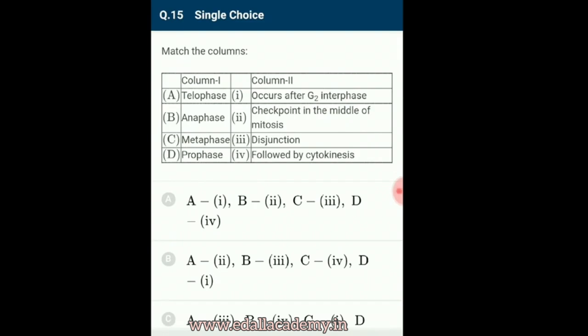Match the following. During prophase, nucleolus and nuclear membrane disappear. Chromosomes occur after G2 interphase. In metaphase, the chromosomes are arranged at the equator of the cell and this phase acts as the checkpoint of the metaphase. Centromere splits and chromatids are separated during anaphase and daughter chromosomes start moving towards opposite poles with chromosomal disjunction. Nuclear membrane, nucleolus and endoplasmic reticulum reappear during telophase. Thus, two nuclei are formed, which is followed by cytokinesis. So, the correctly matching option is option B.